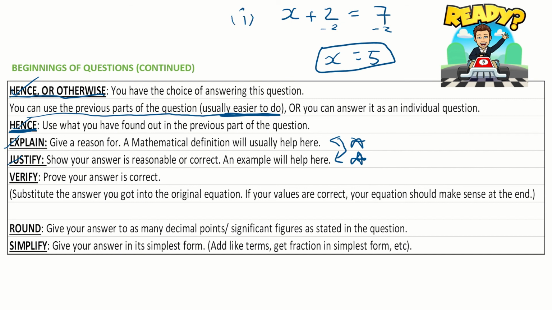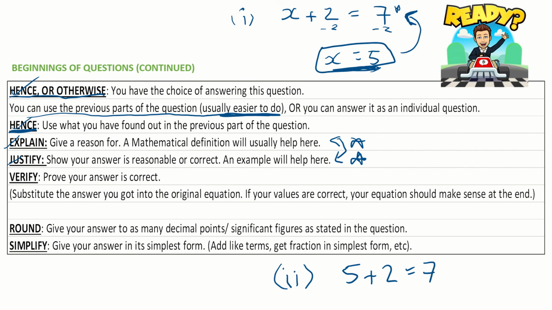If they asked you to verify that your answer is correct, what you would do is take your answer, your x is equal to 5, and put it back into the question that you had at the start. So if your answer is correct, and you put it back into what you had at the start, then your starting equation should make sense as well if you've done everything correct all the way down. So just down here at the very bottom, if I was asked to verify that that was correct, I'd say I got x is equal to 5, so my 5 plus 2 is equal to 7.